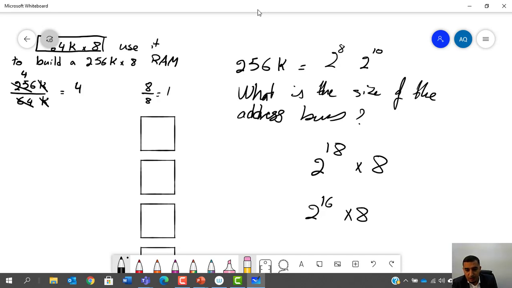So I want to build this one from this one. The size of the address bus over here will give me 18. The size of the address bus over here will give me 16. And if I do 18 minus 16, it will give me 2.